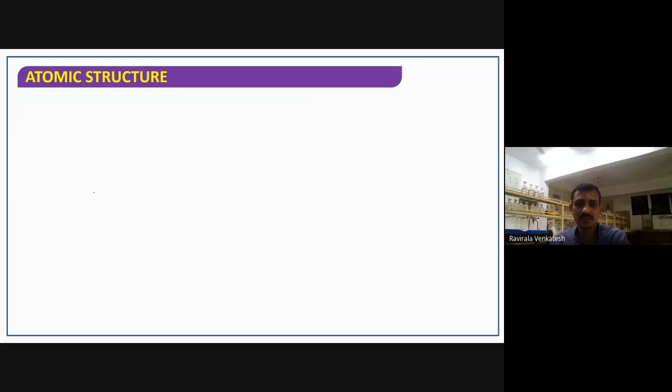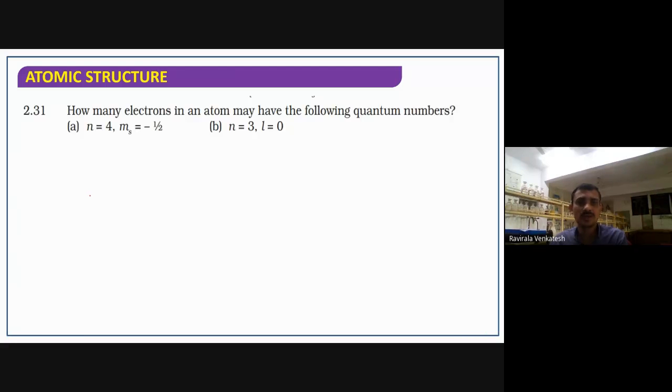Now you do this one as homework. How many electrons in an atom may have the following quantum numbers here? First of all, n is equal to 4, and ms value is minus half. This will be lengthy, so I will do this one.